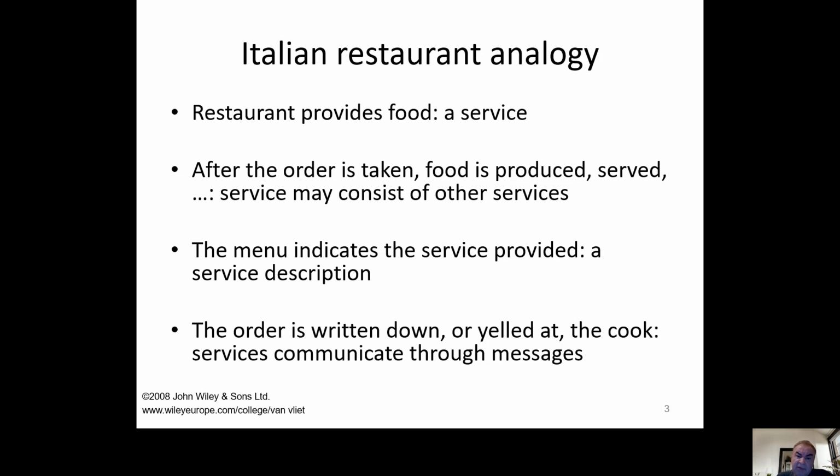Now the menu indicates a service provider. So you look at the menu to pick. That's a service description. So you go to a restaurant to order a service, but you have to have a description of the service, which is the menu. Now the order is communicated, or written down, communicated with the waiter or waitress. So this is service communication through some messaging. The cook does not deal with you. You deal with the waitress or waiter, and they communicate your desire to the cook. So now we're talking about three things here: service, service description, and service communication. Extremely important.